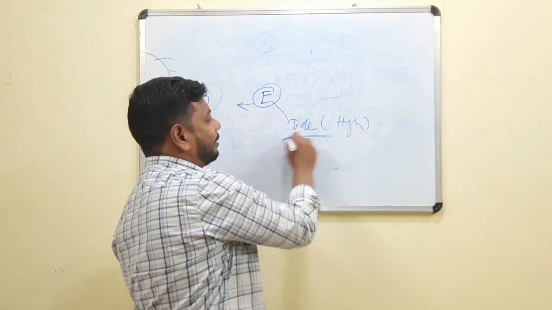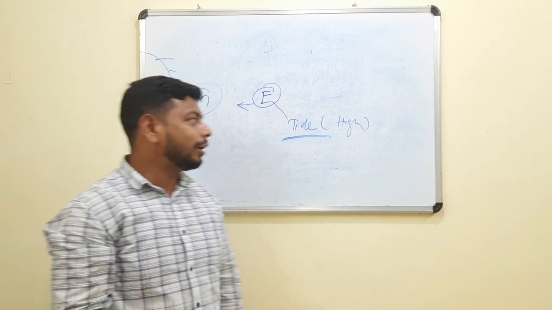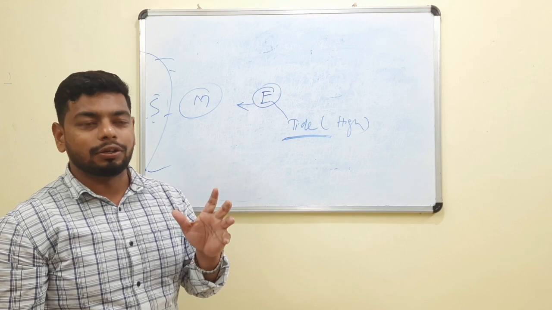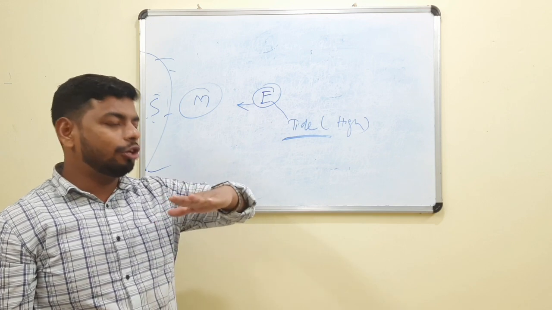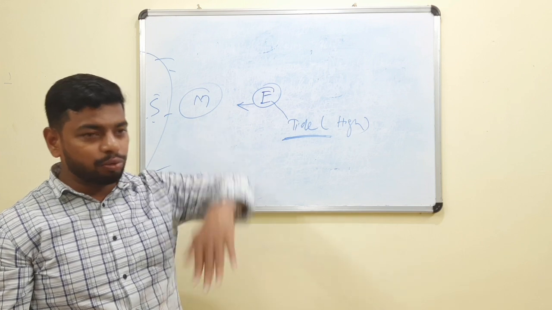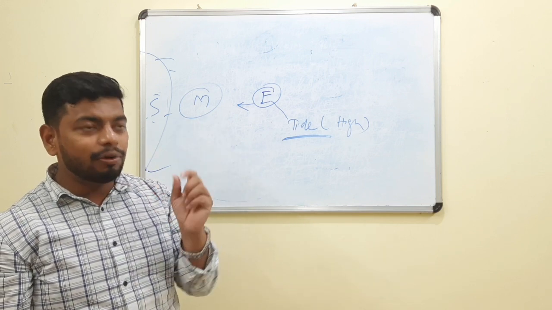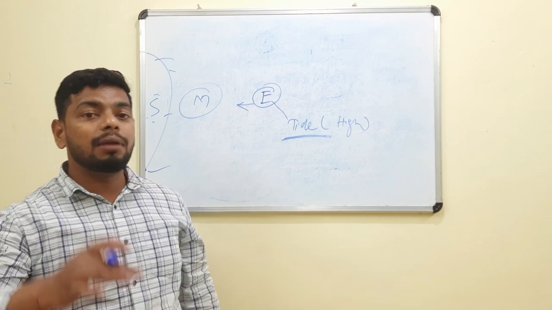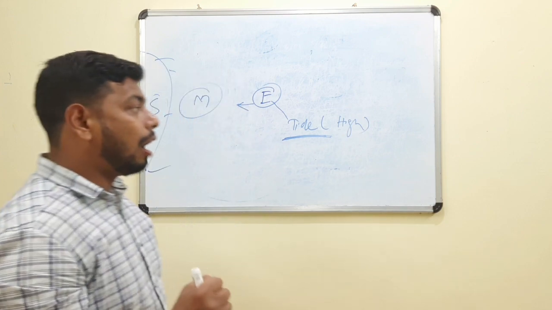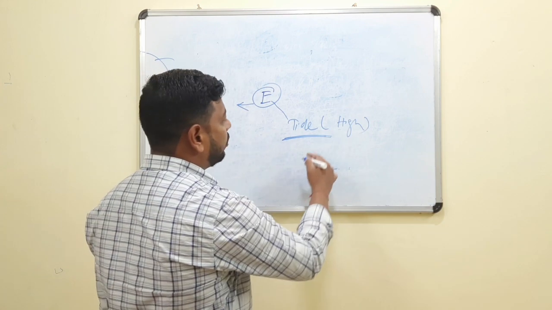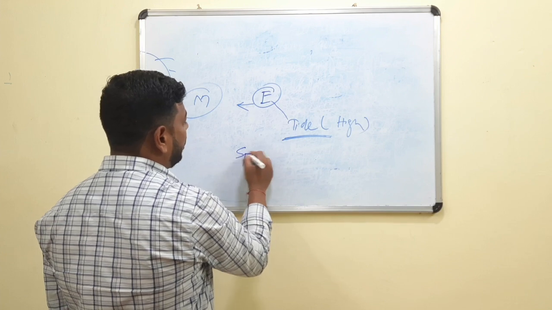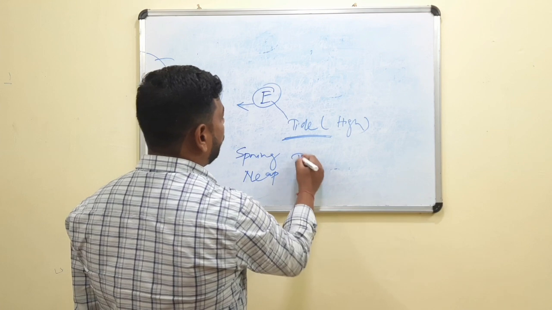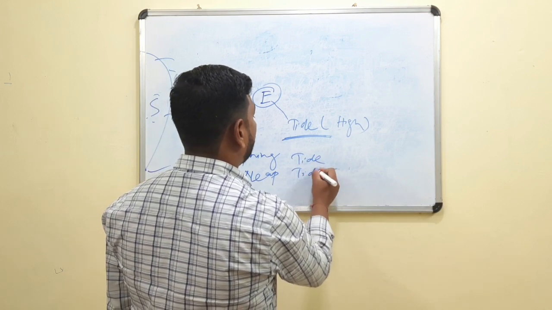Tide means, like you know, the ocean's water is never stationary; it always moves. It moves because of air, wind etc., and the gravitational pull of the sun and moon. We can divide tides into two parts: one spring tide and one neap tide. Understood this part?